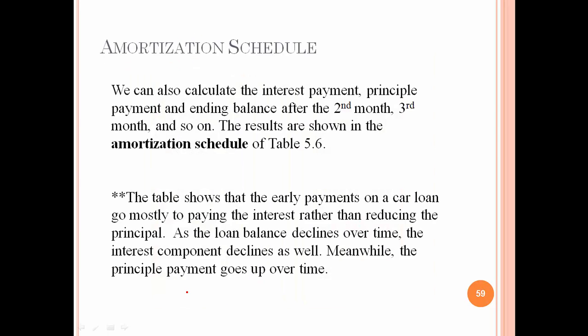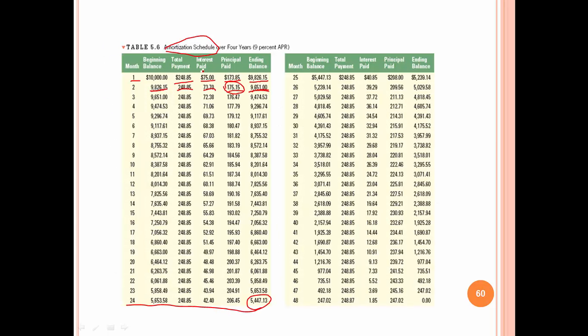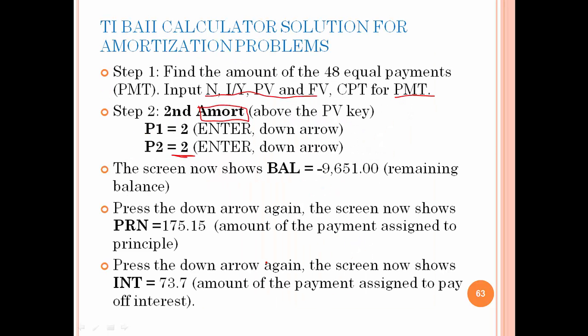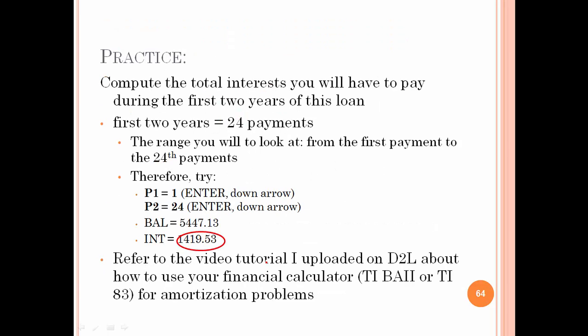And by the way, let's go back to the amortization schedule. You see the 73.70 and 175.15. These are consistent with what we were talking about here. And so now you get the idea that we can use the financial calculator to find out the interest paid, principal paid, and also remaining balance after certain payments or say certain period of time in the amortization process.